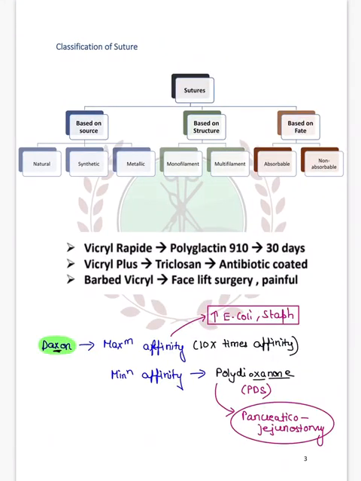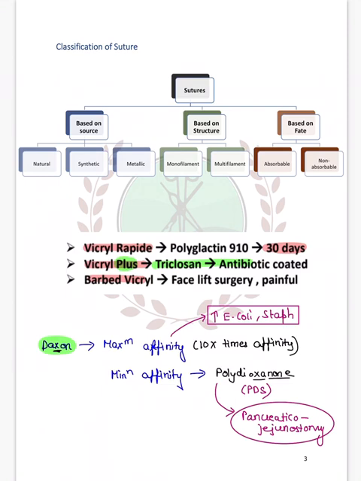Now see, this is just for revision. Some extra points. Vicryl can have other types, that is Vicryl Rapid, Vicryl Plus, and warped Vicryl. So this Vicryl Rapid, instead of 90 days, only 30 days. And this Vicryl Plus means it's coated with something. It's antibiotic coated, that is triclosan.